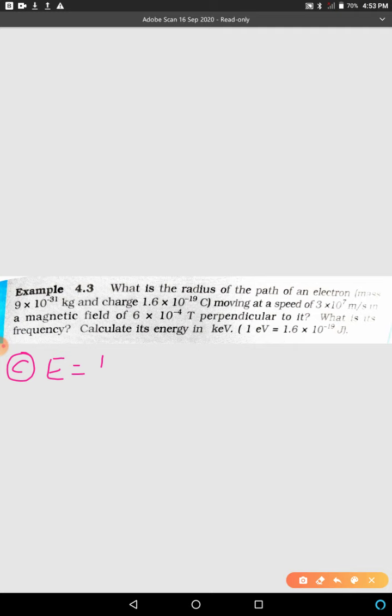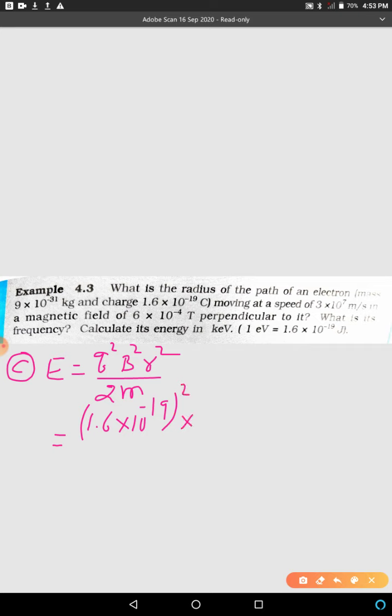Or you know the expression for kinetic energy. What is the expression for kinetic energy that you have written in the notes? The expression for kinetic energy of a charged particle in a cyclotron is q square b square r square by 2m. If you use this formula, that will be equal to, what is q? Charge square, 1.6 into 10 power of minus 19 square.